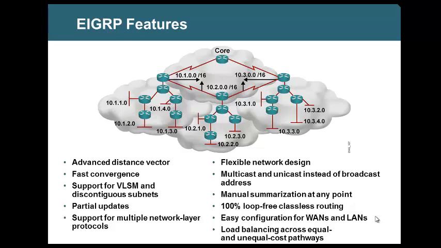EIGRP goes one step more, it can support unequal cost load balancing. One path has got 100 as metric, another path to the same destination has got 50 as metric. Both can be used for load sharing. According to the capacity, the load will be shared. The one with the metric of 50 will be taking more traffic, because the less the metric, the better the bandwidth. And the other one, which has got 75 as the metric, will take a little lower amount of data.